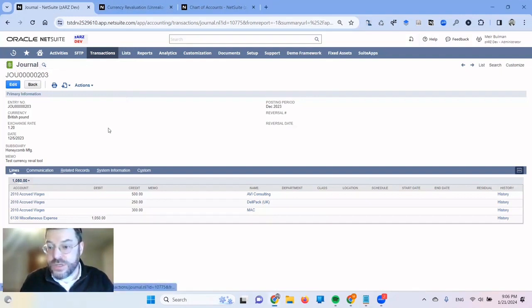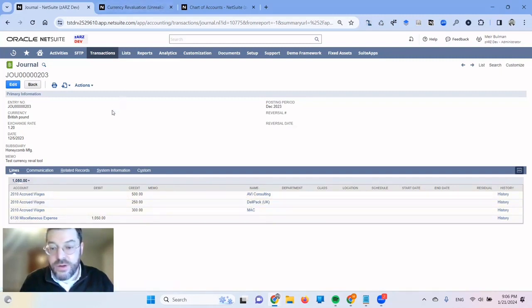This is a journal entry. It's entered in a different currency than the base currency. In this example, the base currency is US dollars, and this is a pound transaction. Exchange rate is $1.20. And I've got this transaction broken out into three entities. This is a liability account.